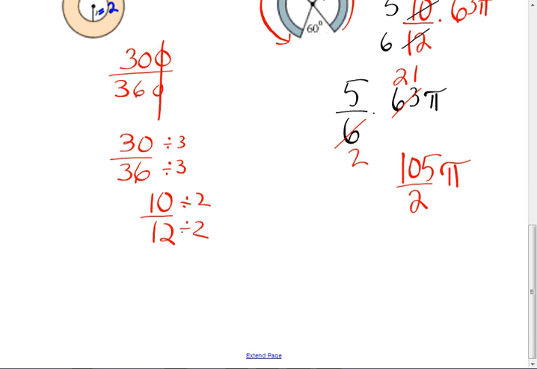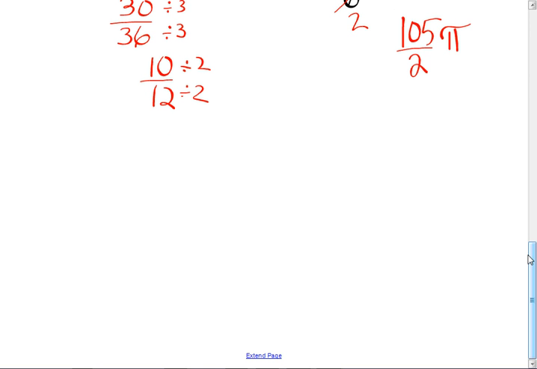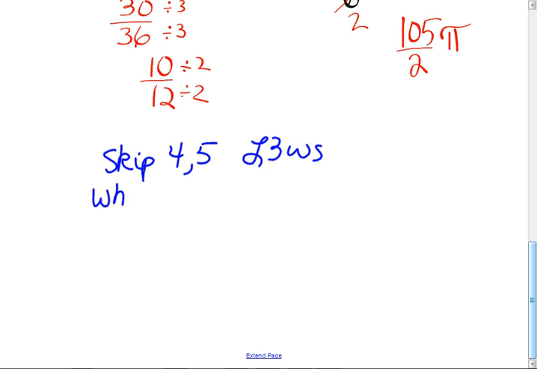Okay, so you guys, the assignment, I'll have it on the video as well. It's basically to finish the green sheet except for skip 4 and 5 on lesson 3 worksheet. And then on the white worksheet, we are doing 1, 3, 5, and 10.